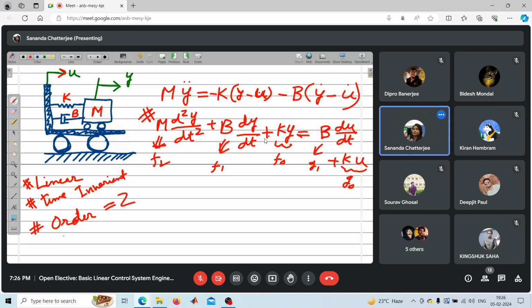And the order also represents how many independent energy storing elements are present in the system. So in this case, the spring and this mass are two independent energy storing elements, and therefore the order of the differential equation is 2.